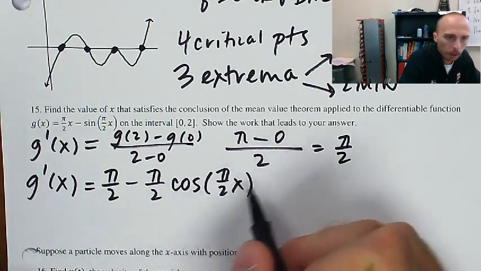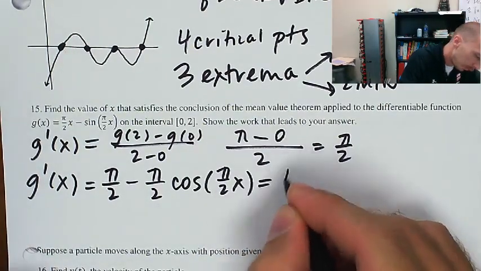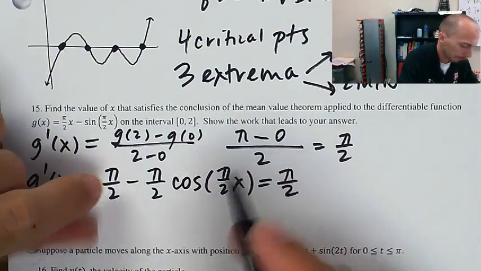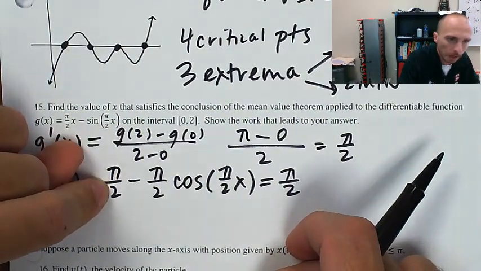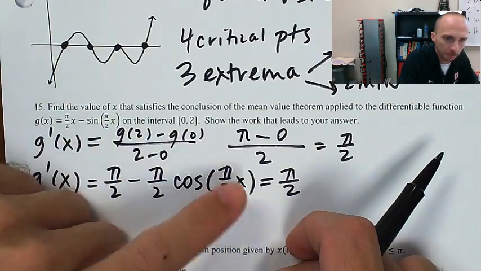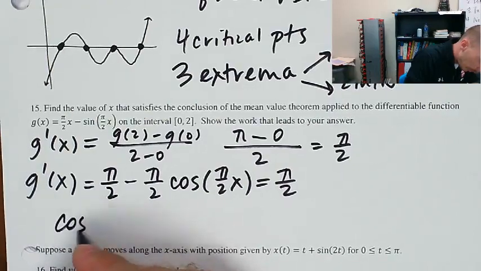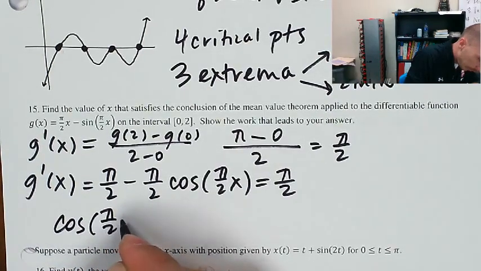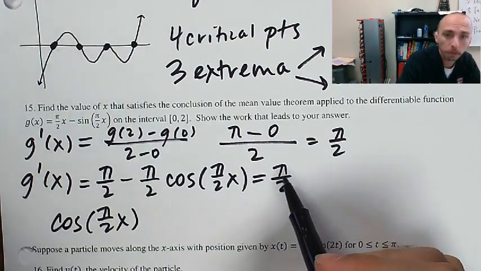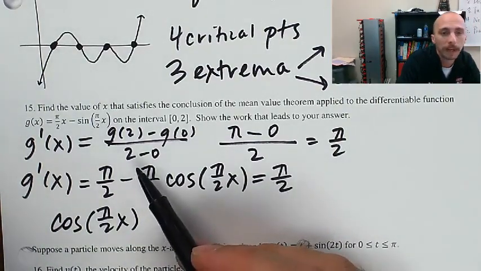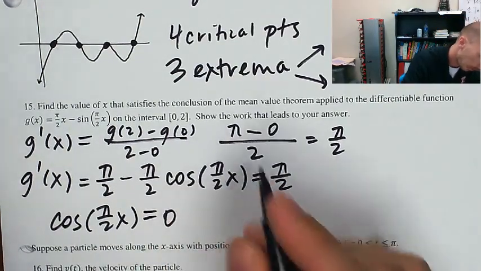Okay, now I'm going to say, where does that equal pi over 2? Well, if that's equal to pi over 2, then the pi over 2 came from here, right? So I'm going to need this cosine to equal 0. So cosine of pi over 2 x. You could definitely subtract pi over 2 from both sides, and you'd say it equaled 0, and then divide by negative pi over 2 to say that that cosine needed to equal 0. Or you could just look at it.